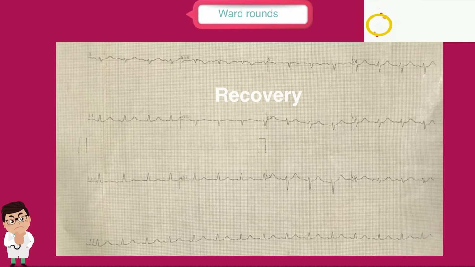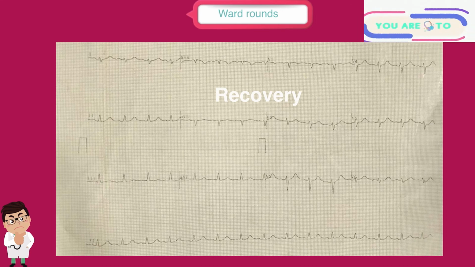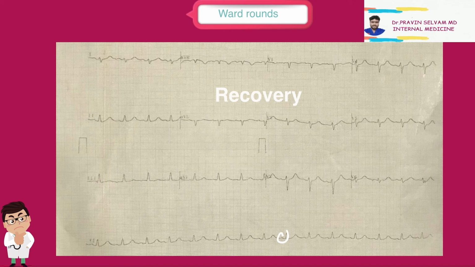So how should we treat the patient? This is the recovery ECG of that patient. The patient is in sinus rhythm and the patient has improved dramatically. Patient was found to have urosepsis and she was treated with antibiotics.